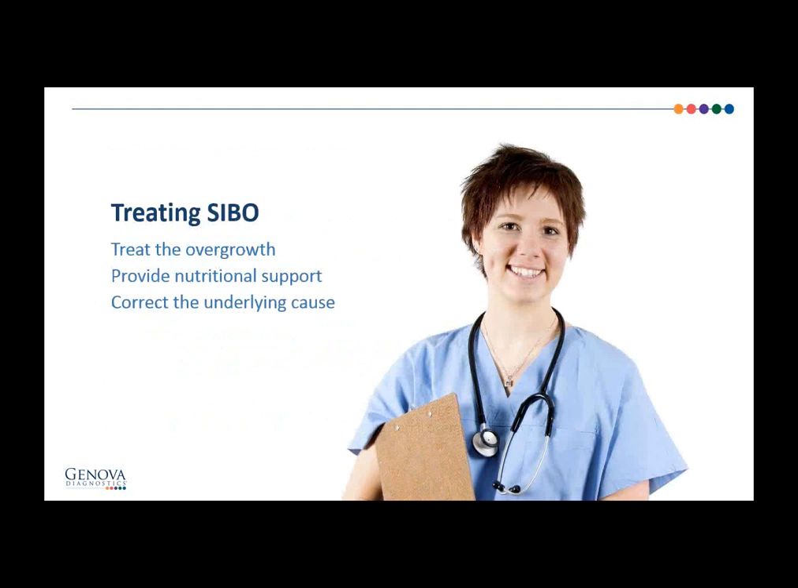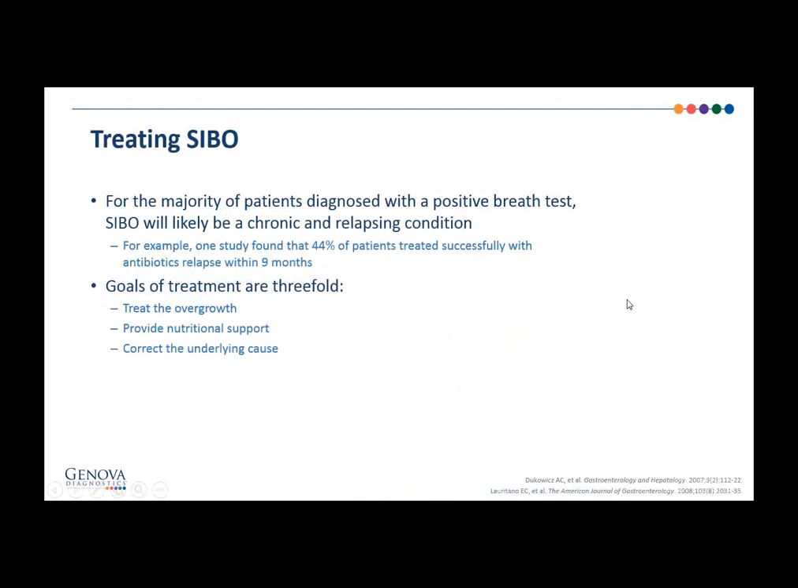So as far as treatment of SIBO, the majority of patients that are diagnosed will relapse. One study found that 44% of patients treated successfully with antibiotics will relapse within 9 months. This is common. I speak with a lot of clinicians about this test, and it's something that I commonly hear on the phone, and even the SIBO experts out there talk about this relapse. And so beyond just treating the overgrowth as a goal of treatment, you also want to look at the underlying cause. So we'll talk about that in a little bit. And then providing nutritional support is important as well.